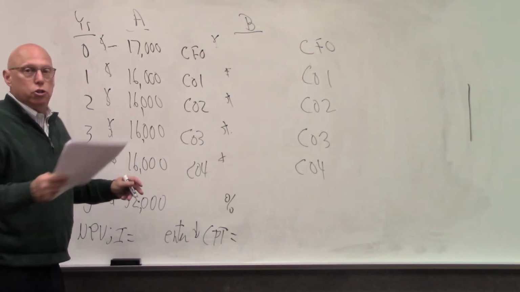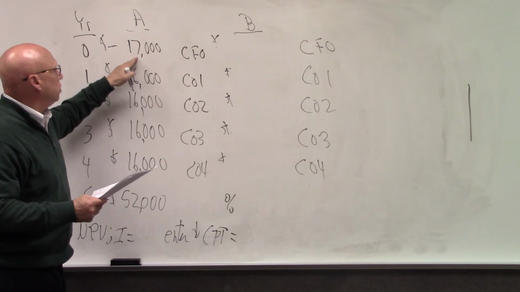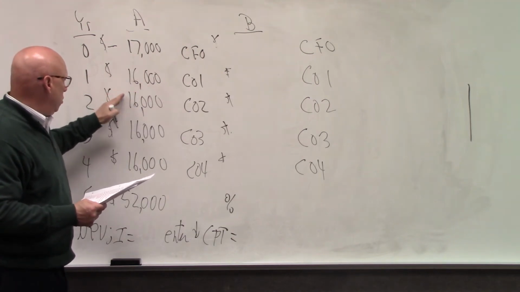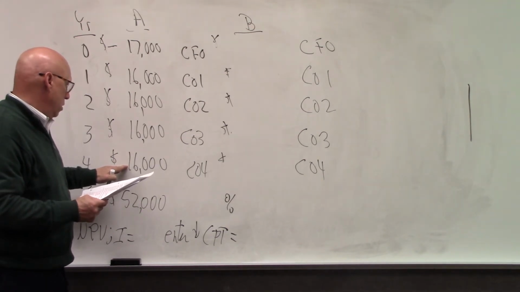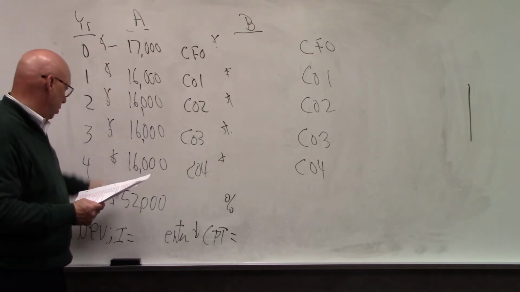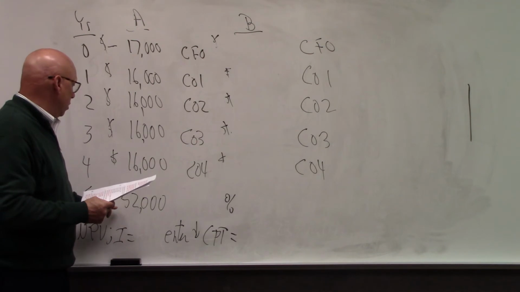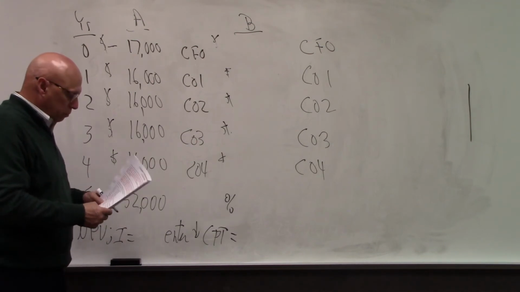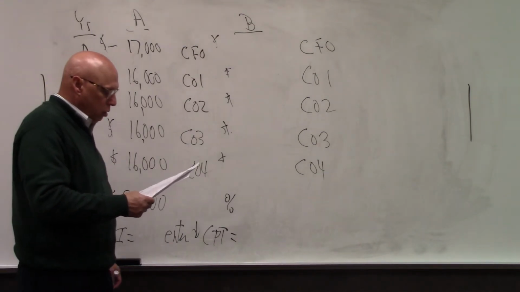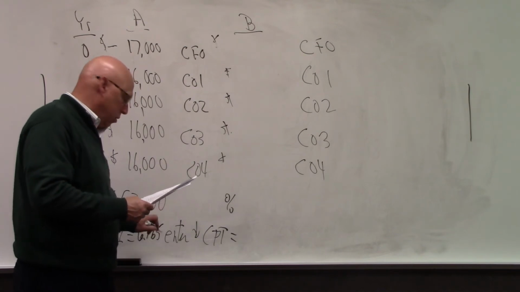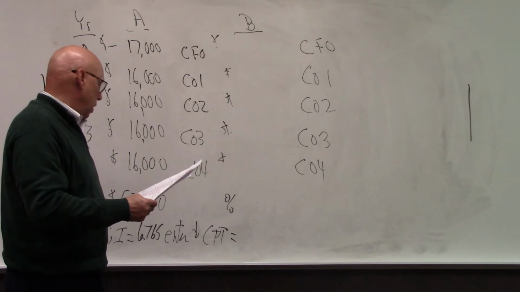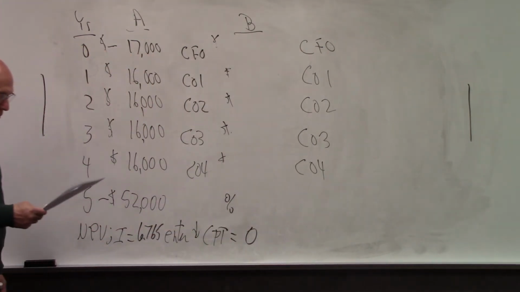Here's the project. Make sure your calculator is cleared. CF0 equals 17,000 plus minus. CO1, 16,000. Enter, down arrow. FO1 is 1, 2, 3, and 4. Enter, down arrow. You should be at CO5, but the calculator will say CO2, but it's not, it's CO5. And enter 52,000 plus minus. Enter, down arrow, and then NPV I equals 6.765. Okay. Enter, down arrow and compute, and you should get a net present value of 0.